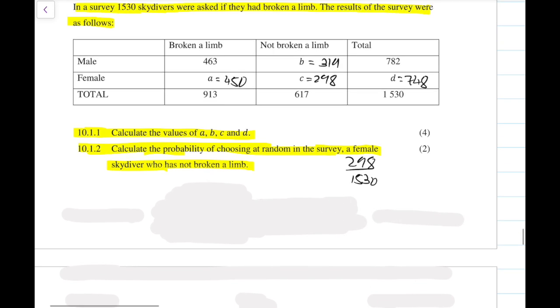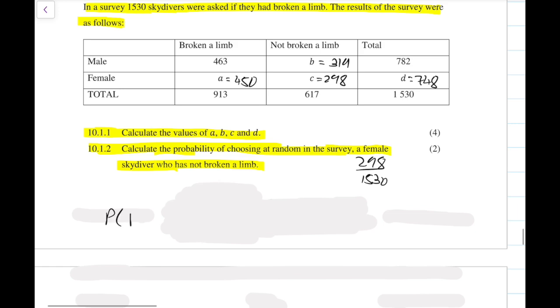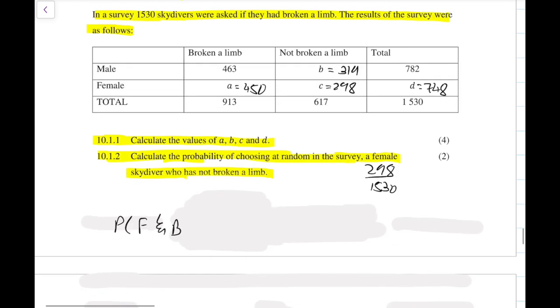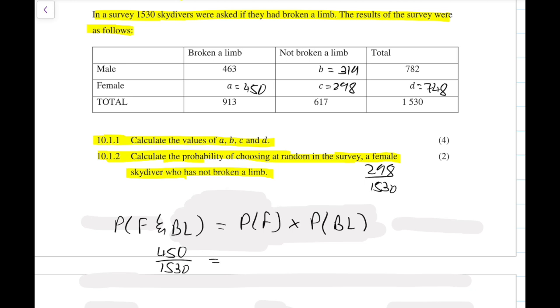So that means we need to structure it like this. We've got to say the probability of female and broken limb should be equal to the probability of female times the probability of broken limb. So what is the probability of female and broken limb? Female and broken limb is 450 out of the 1530. Probability of female, what's the total for female? 748 out of 1530. Probability of broken limb is 913 out of 1530.